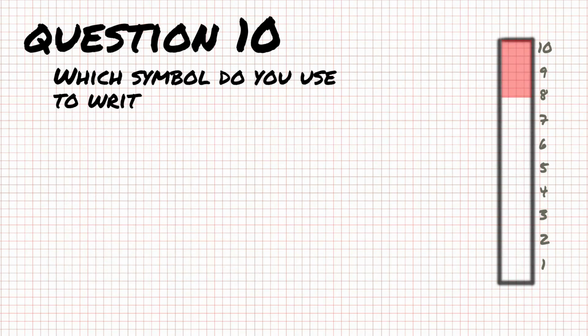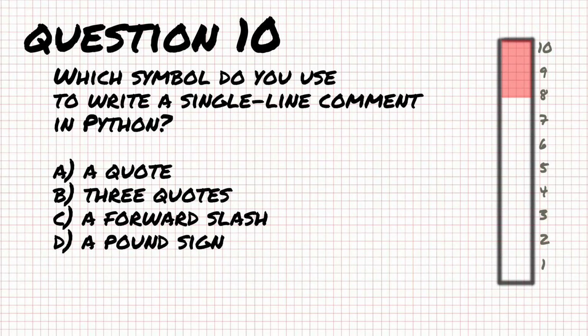Question 10. Which symbol do you use to write a single line comment in Python? Is it A, a quote, B, 3 quotes, C, a forward slash, or D, a pound sign?